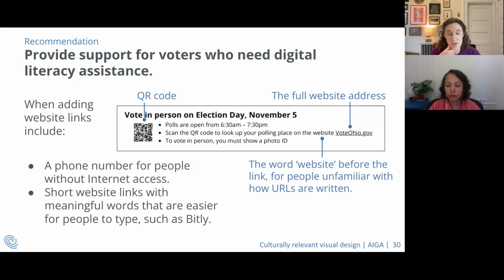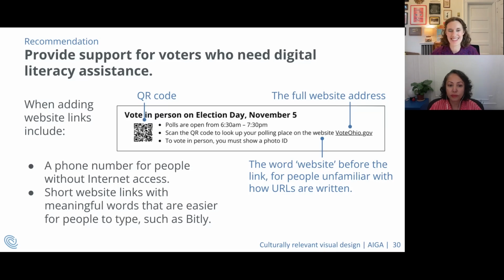We include phone numbers for people who don't have internet access or for whatever reason do not prefer to use the internet to get information. And we also include the word website before writing out website links for people who may be unfamiliar with how URLs are written. And last, we also really recommend that both voter advocacy groups and election offices use short links for websites with meaningful words that are much easier for people to type out. Like in this case, Ohio has a short link of voteohio.gov that goes directly to their state Board of Elections website instead of needing to type out the full URL.